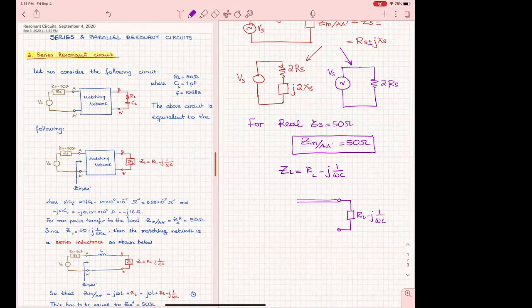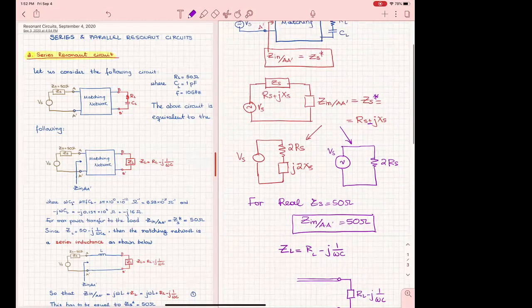Why does the load change to 2RS? The load that is seen by... well, because you have Z sub S, and also you have here the total. If you have a Z sub S in series with Z sub in, what is the load to V sub S? If they are identical, it will be 2RS plus 2jXS.